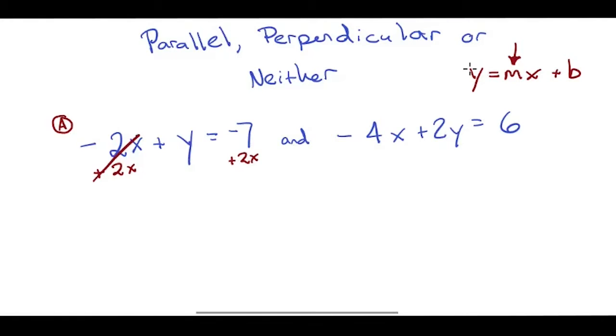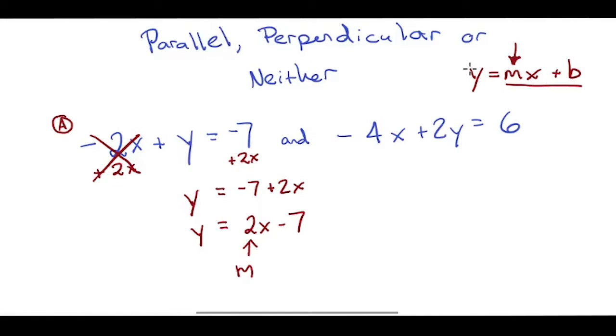On the left side, that cancels, and it's a positive y, so I can leave it as y equals. Now I have negative 7 plus 2x. I want it to be in the form mx plus b on the right side of the equation, so I'll move it around a little bit. So this becomes 2x, because that's a positive 2x, minus 7. Now I see that my m is 2.